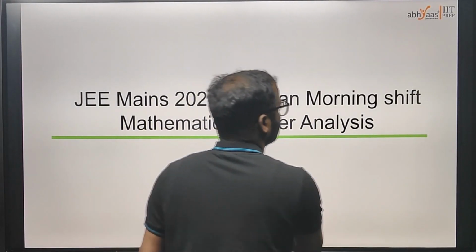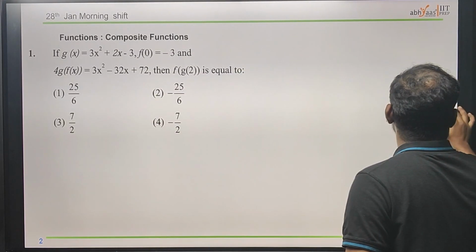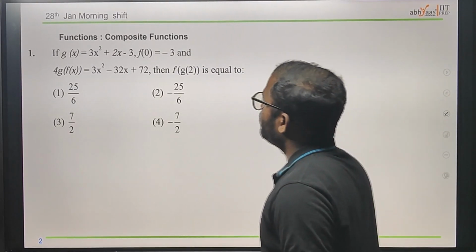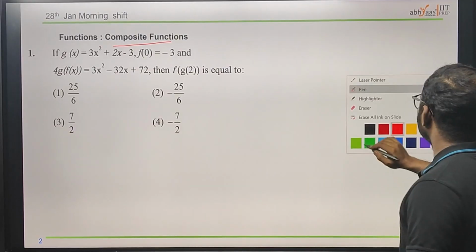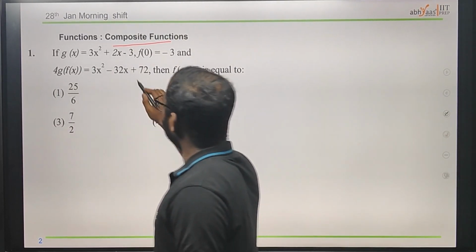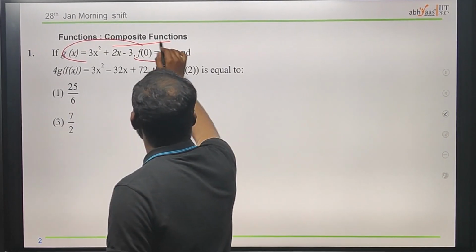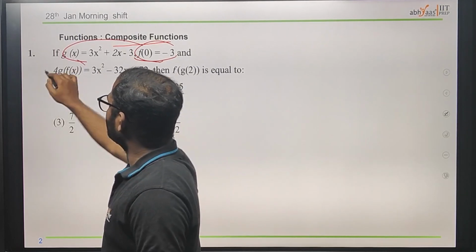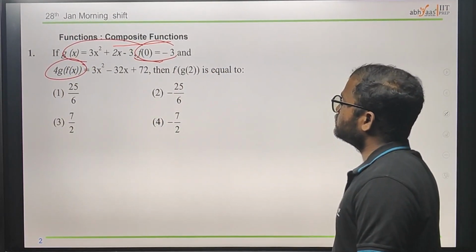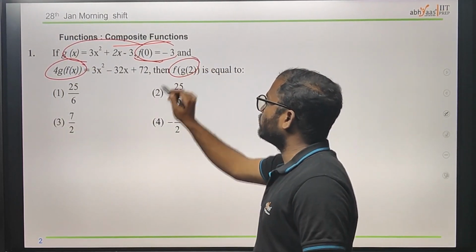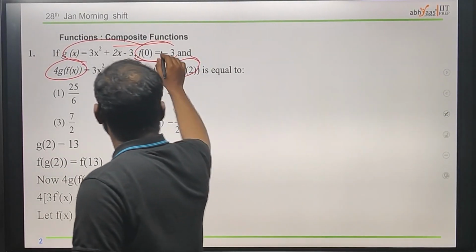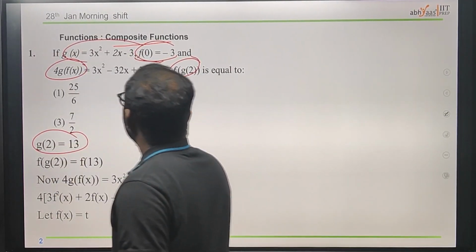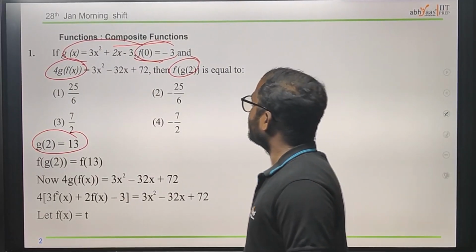Okay, let's get started. Firstly, we have a question on the domain, based on composite functions. Here we have g of x, f of 0 given, and also the composite function f of g of f of x, and ultimately we need to find f of g of 2. It looks like a simple question. Just find g of 2 using f of 0. Firstly, find g of 2 here.